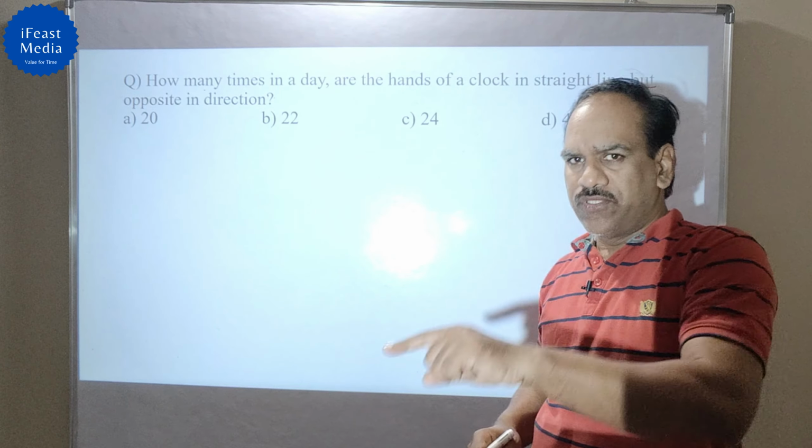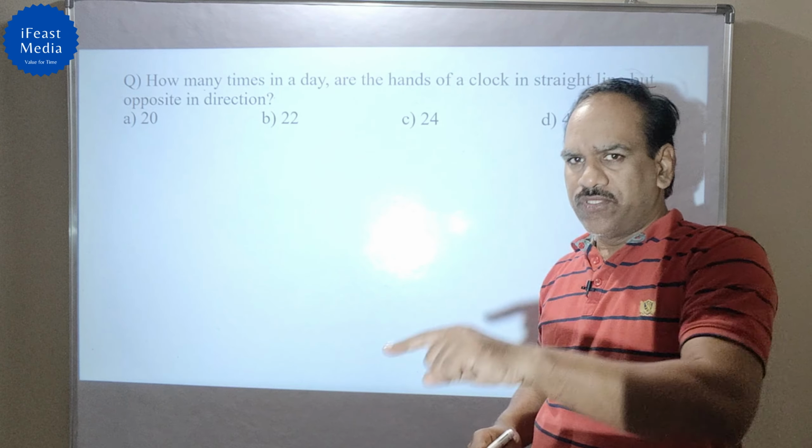At what time between 4 o'clock and 5 o'clock will the hands of a clock be at a right angle? See, I told you within 1 hour, the hands will be at a right angle 2 times. One on this side, and the other when the hour hand moves this way and the minute hand comes this way; anyway, the angle between them will again be 90. So within 1 hour there will be a right angle 2 times. We need to find both possibilities.